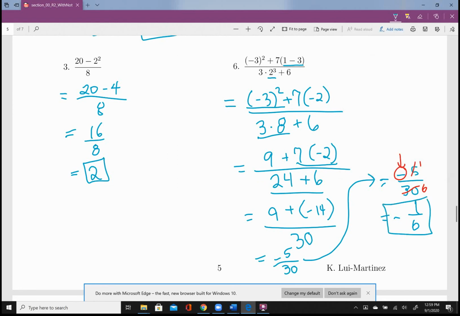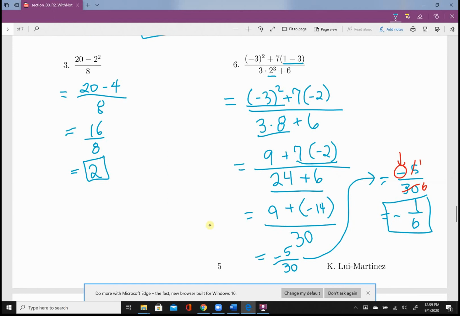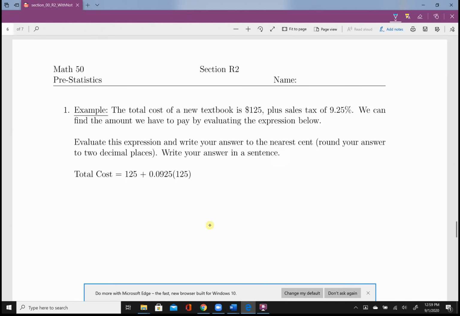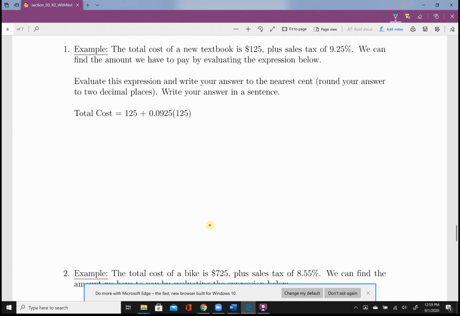Okay, cool, cool, cool. What's next? We have some word problems that we want to tackle, and mostly it's going to be relying heavily on your calculator. So if we want to talk about calculator use during the Zoom meeting, I think that might be appropriate.